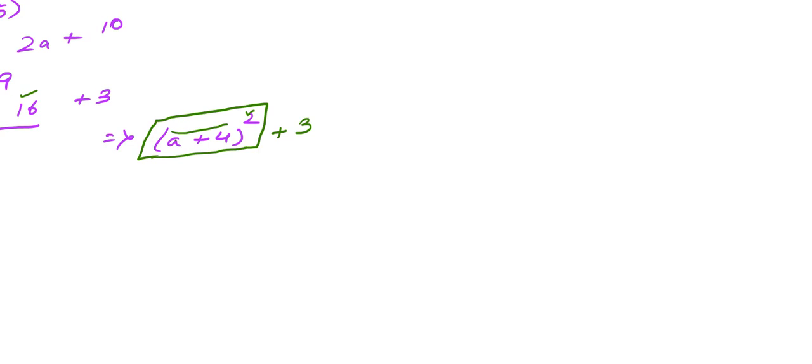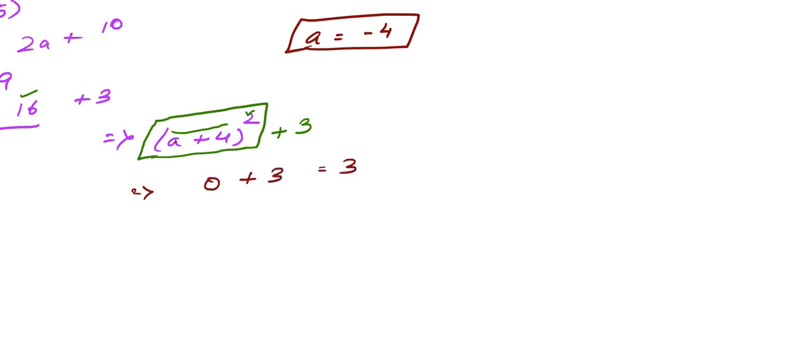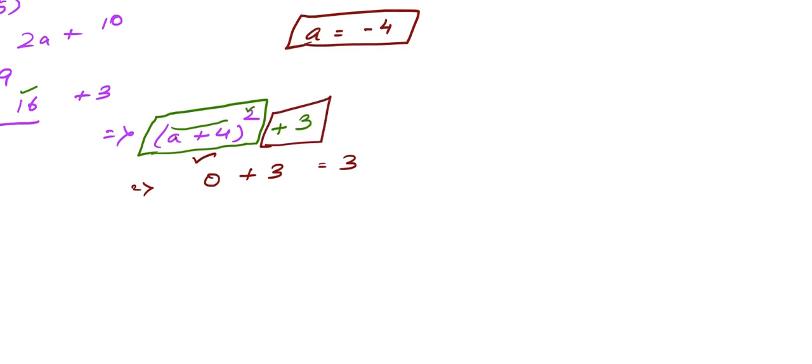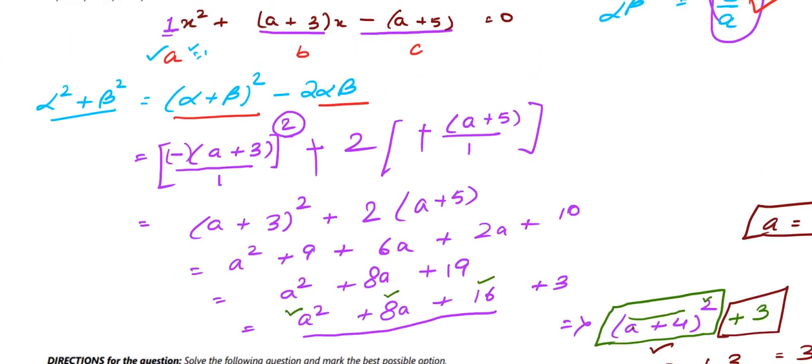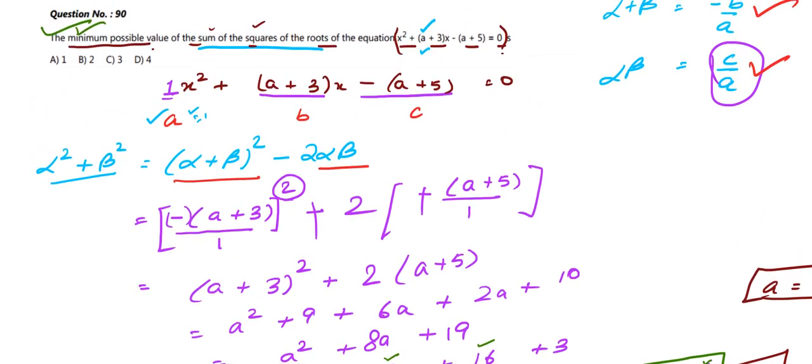So the minimum possible number can be 0, and 0 is possible when a is equal to minus 4, which can be a possible value. So we will assume a to be minus 4, so this will give us 0 plus 3. So the minimum possible number is 3, because whatever we get out of this, we need to add 3 to it. So our minimum possible number will be equal to 3. So let's check the options. Option C matches our answer, hence option C is the correct answer to this question.